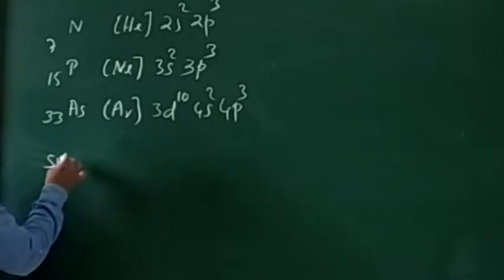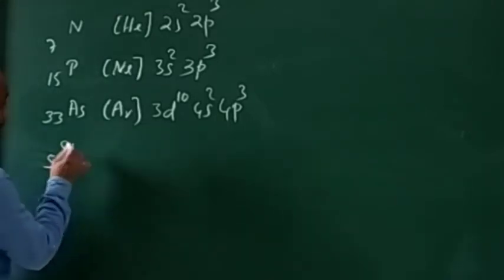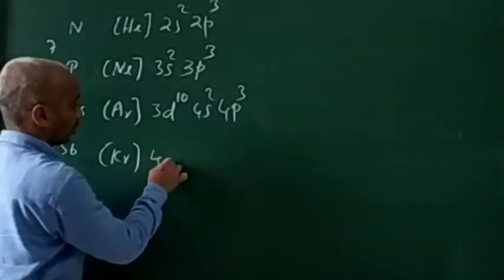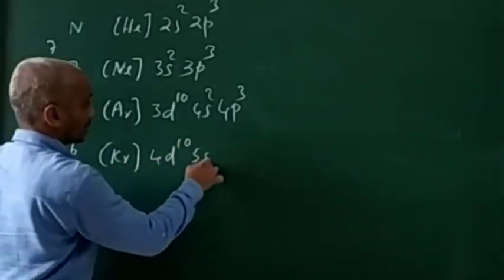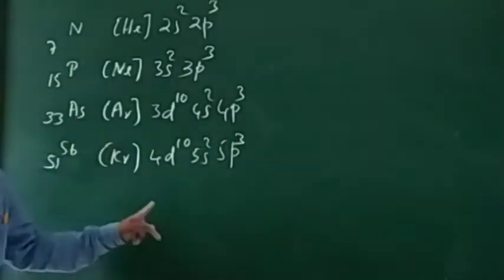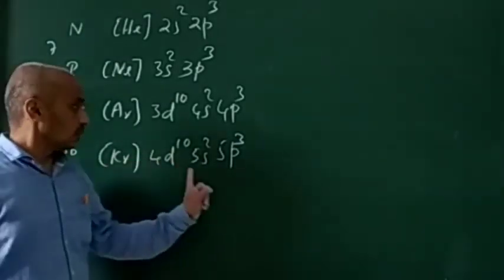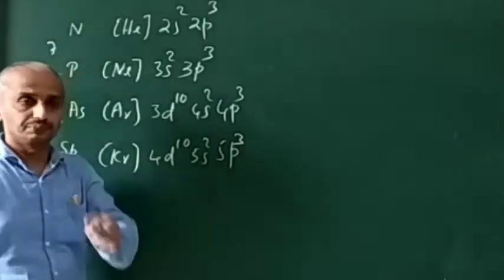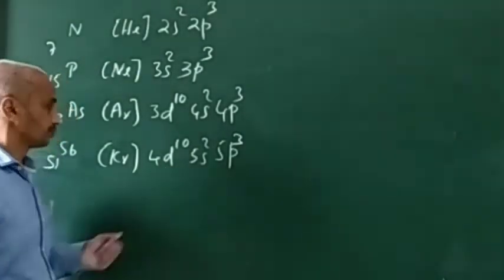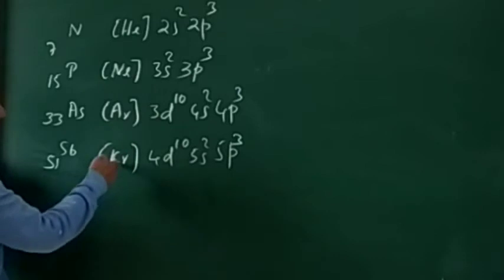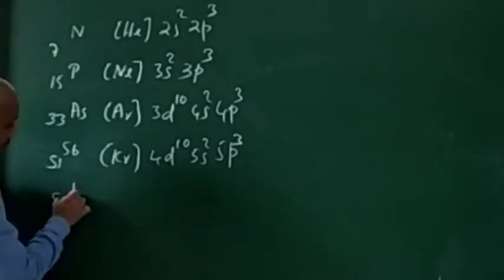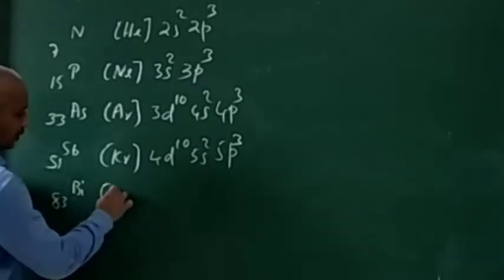Then 51 is antimony. Again the krypton configuration, 4d10, 5s2, 5p3. Many make the mistake. What they write is krypton 5s2, 5p3. Wrong, because there is a filling of 4d electrons. And it may say 3d, but that is in krypton only. Then 83 is bismuth, xenon.